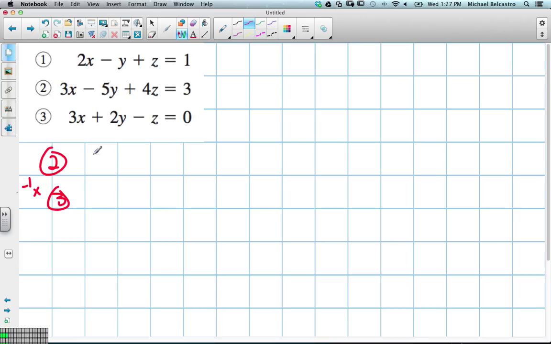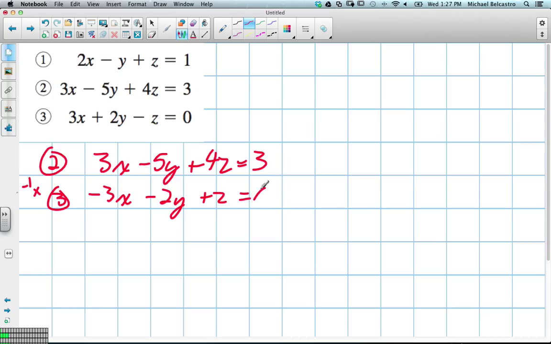Okay. So equation 2 is 3x minus 5y plus 4z is equal to 3. Negative 3x minus 2y plus z is equal to 0. We add these together. The 3x's cancel out. We're left with negative 7y plus 5z is equal to 3.